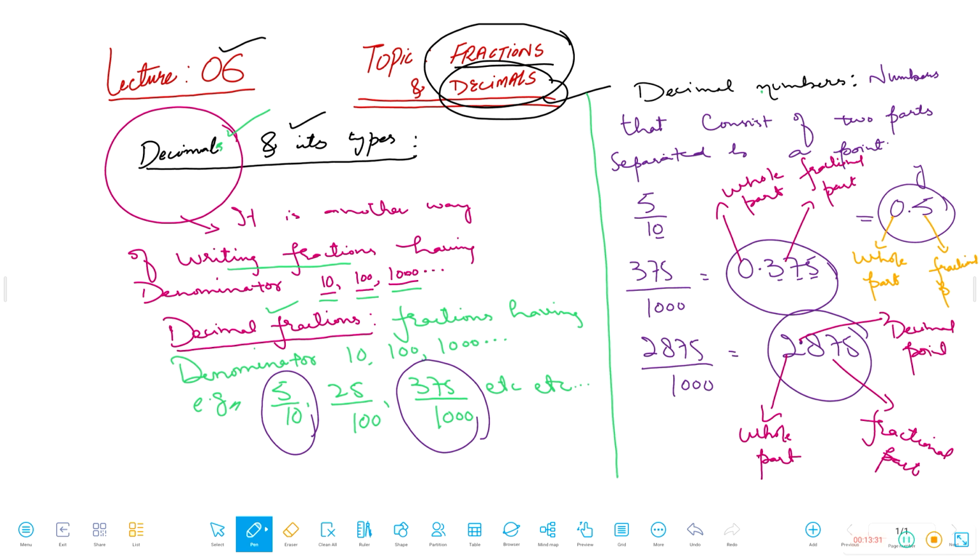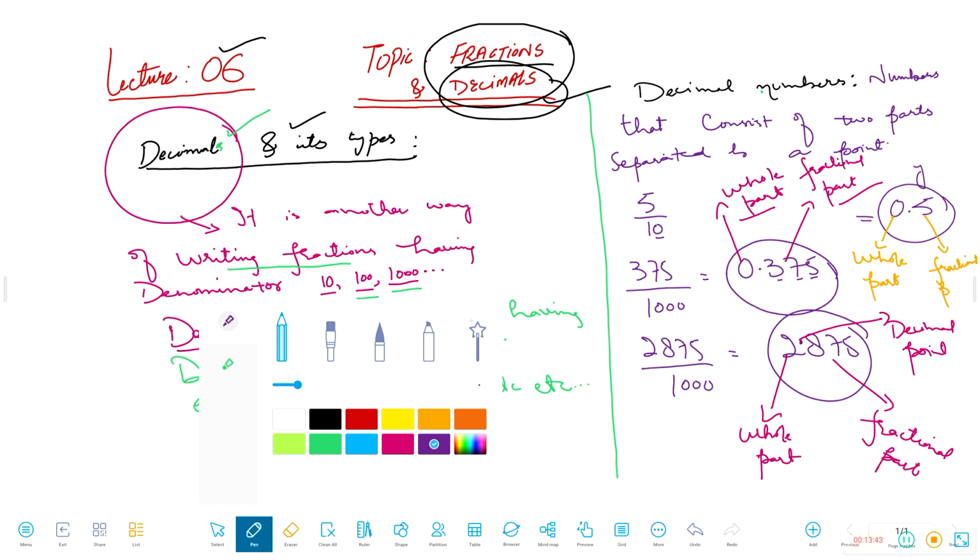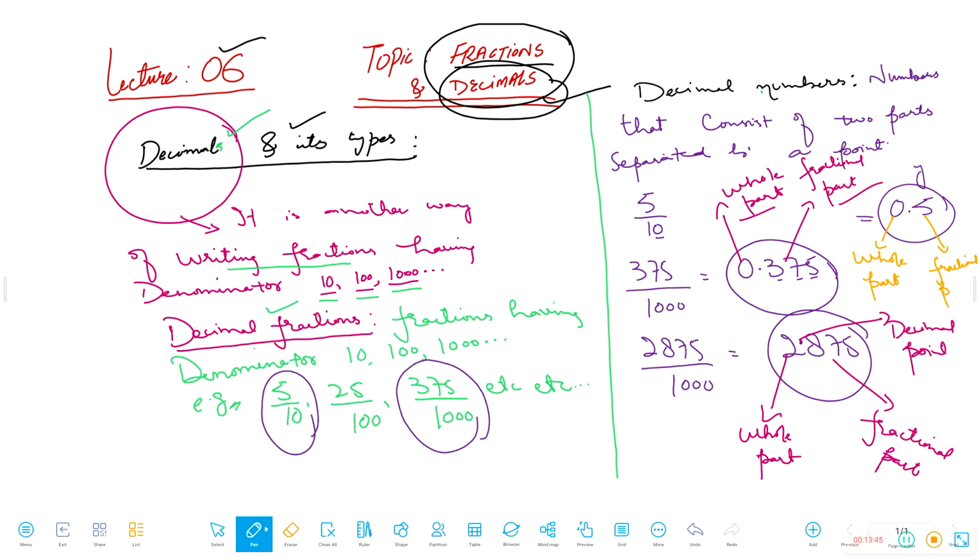So that means decimal numbers consist of two parts. Which two parts? Whole part and fractional part, separated by a point. They will definitely be separated by a point, and that point is called the decimal point. Now, till now what we have done: decimals are another way of writing fractions having denominator 10, 100, 1000, and so on. Then decimal fractions are those fractions having denominator 10, 100, 1000, and so on. Then decimal numbers consist of two parts separated by a point.